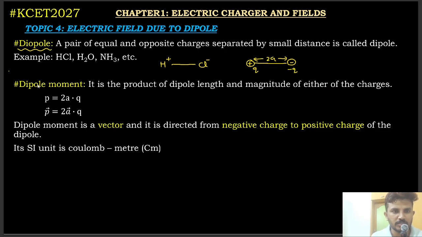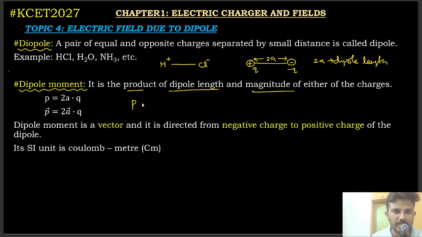Okay, so what is dipole moment or electric dipole moment? It is a product of dipole length. So this 2a is called dipole length. The distance between the negative charge and positive charge is called dipole length. So if you multiply the dipole length and the magnitude of any one of the charges, because both are similar but opposite in polarity, you will get P is equal to 2aq.